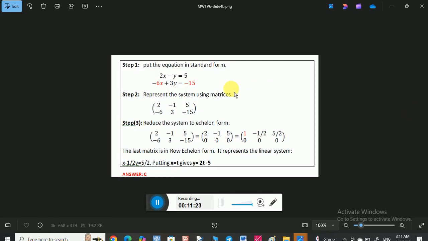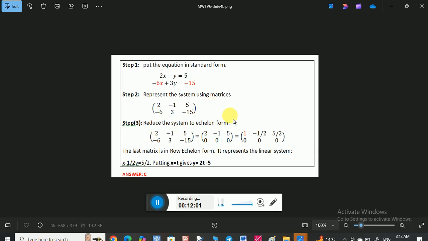Moreover, variables should be aligned in one line. We get 2x minus y is equal to 5 in the first equation, and negative 6x plus 3y is equal to negative 15 in the second equation. So we changed the system to standard form. After that, if we want to use matrix theory, detach the coefficients and write a matrix representing the system. The coefficients of x are 2 and negative 6, the coefficients of y are negative 1 and 3, the constant terms are 5 and negative 15, so we get this matrix.